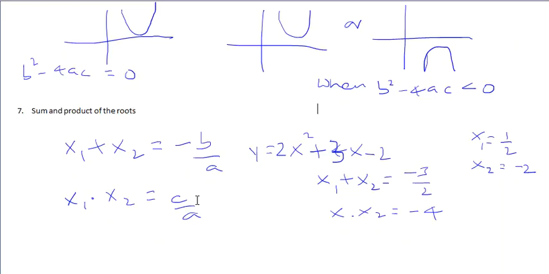Same thing, the product is c over a. In this case, c is equal to minus 2, and over a would be minus 2 divided by 2, which is equal to minus 1. So if you multiply x1 and x2, you would get minus 1.